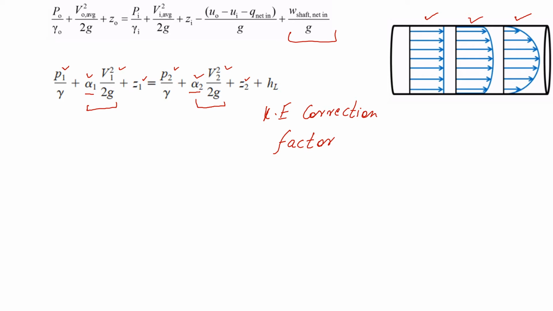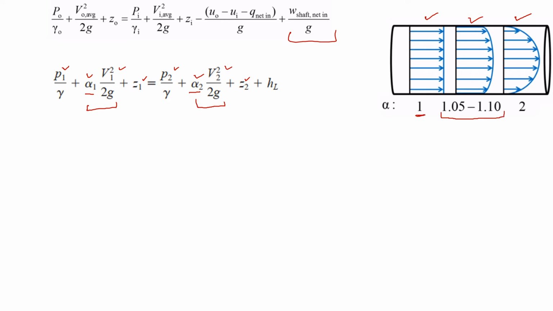So that's why we take alpha. Alpha is just a kinetic energy factor to compensate the velocity profile change when the flow fully develops. So this alpha has a value of 1 for uniform flow. It has a value of 1.05 to 1.10 for transitional flow, and it has a value of 2 for a fully developed parabolic flow. So depending on the flow that you are dealing with, you can put a value of alpha and multiply it with the kinetic energy terms.